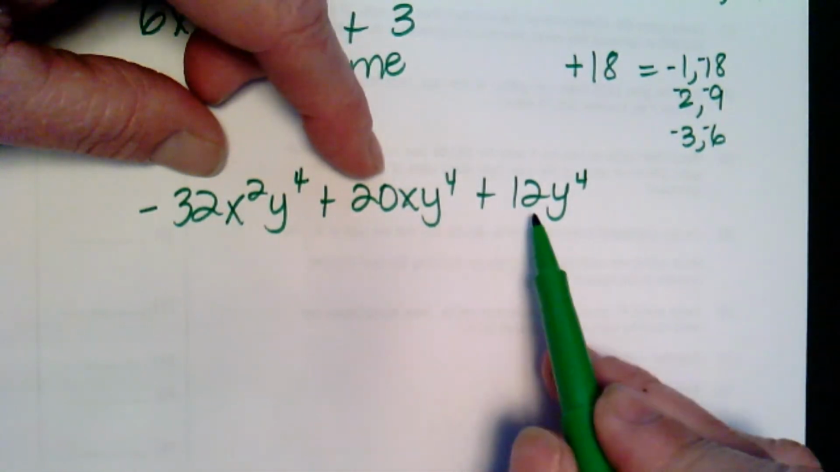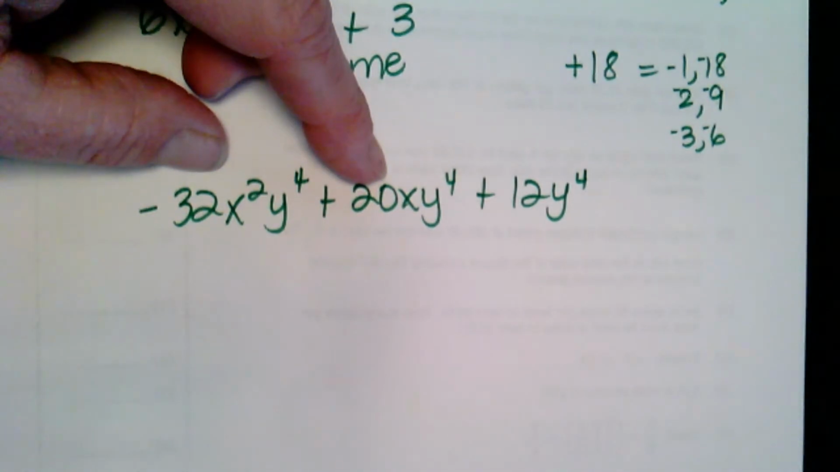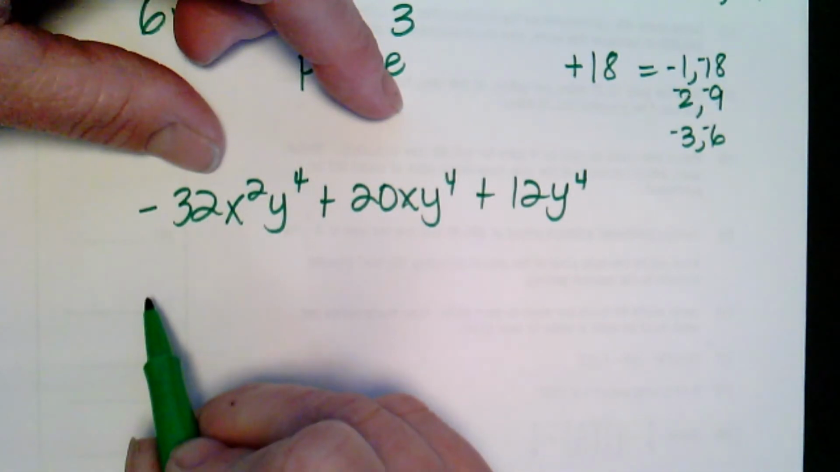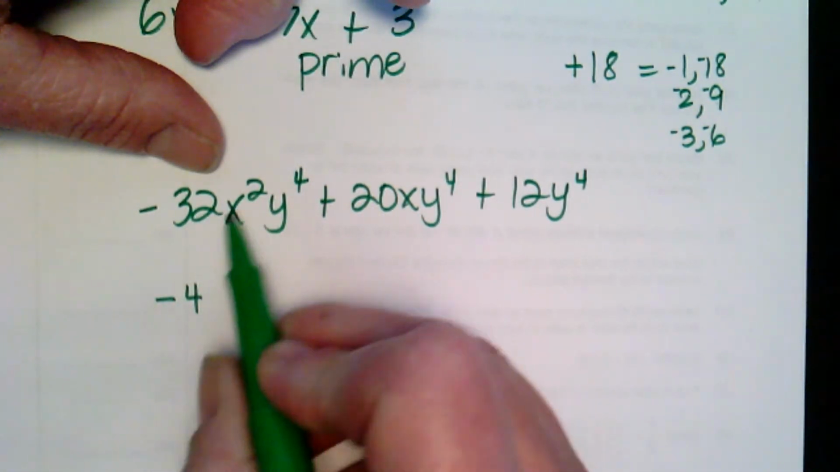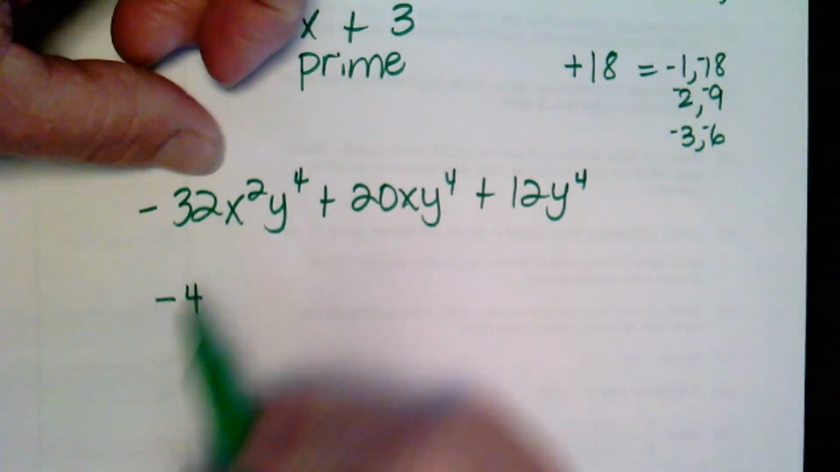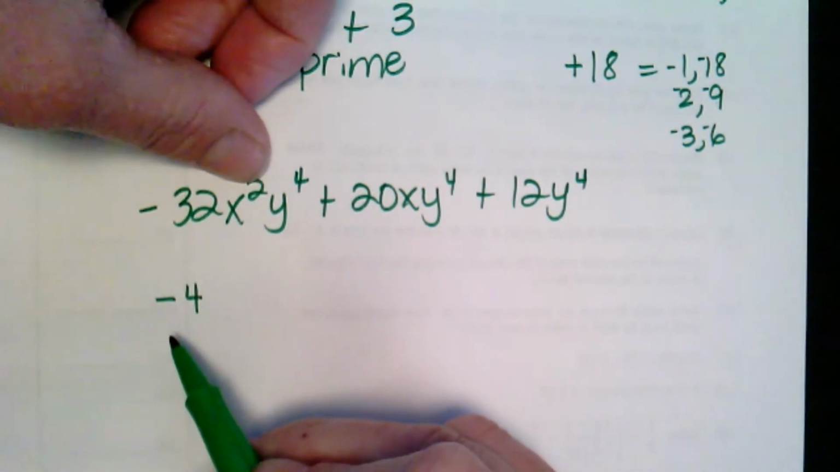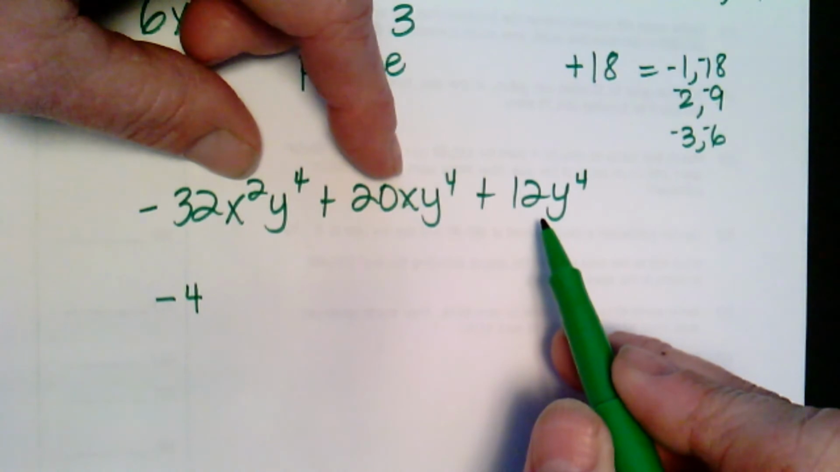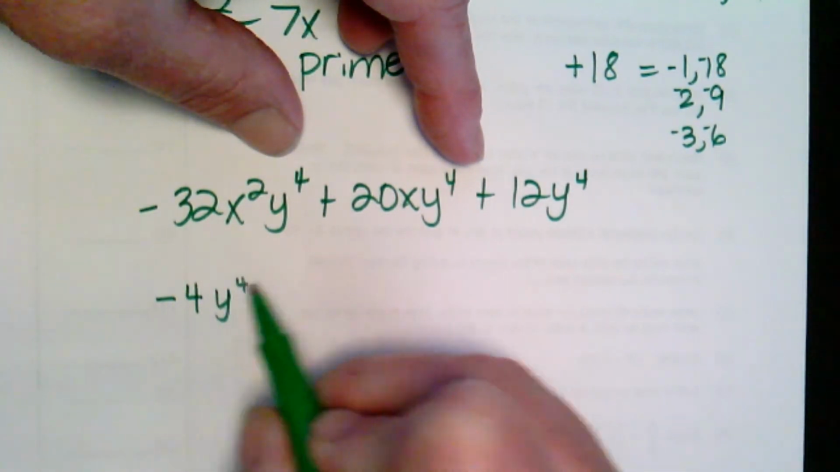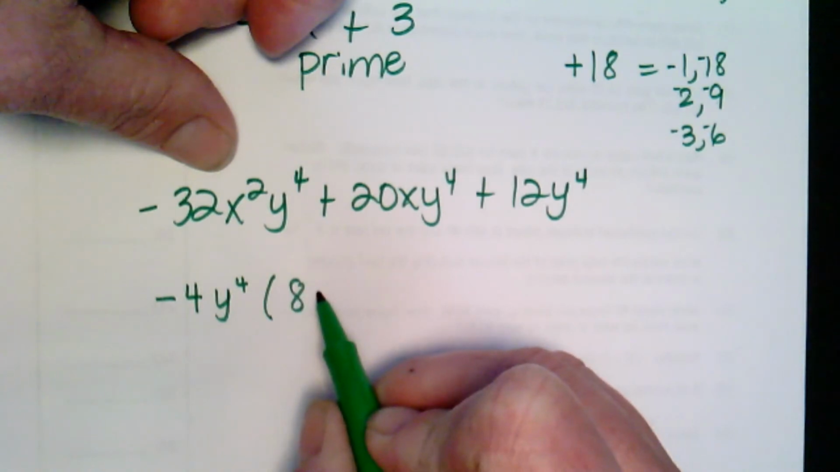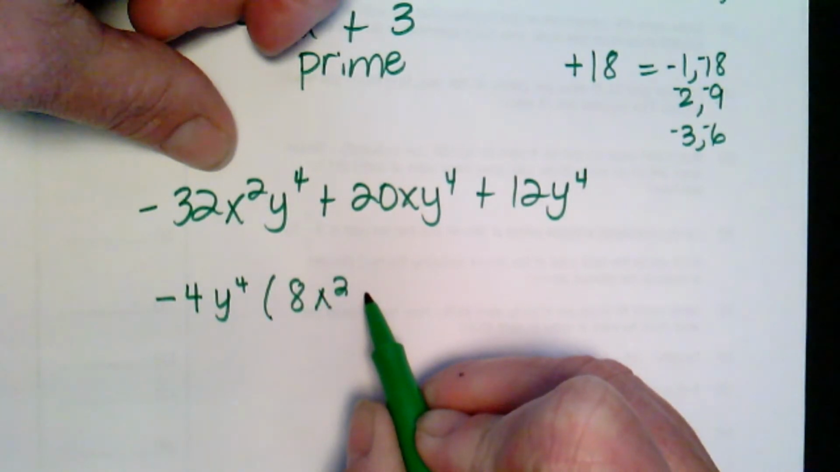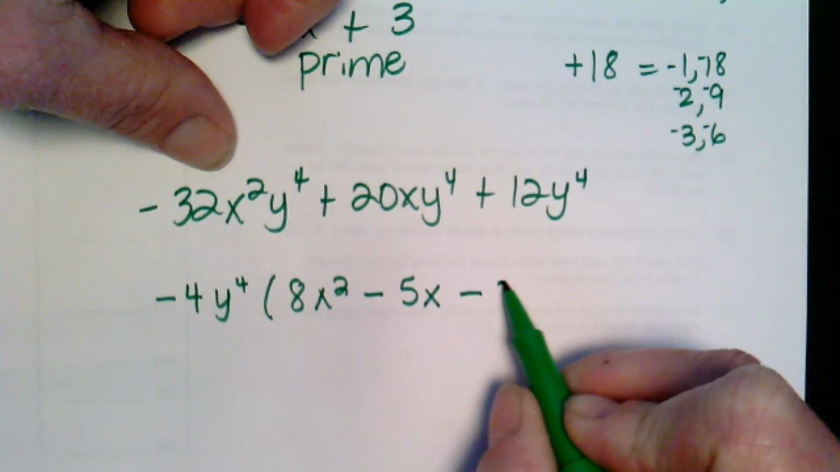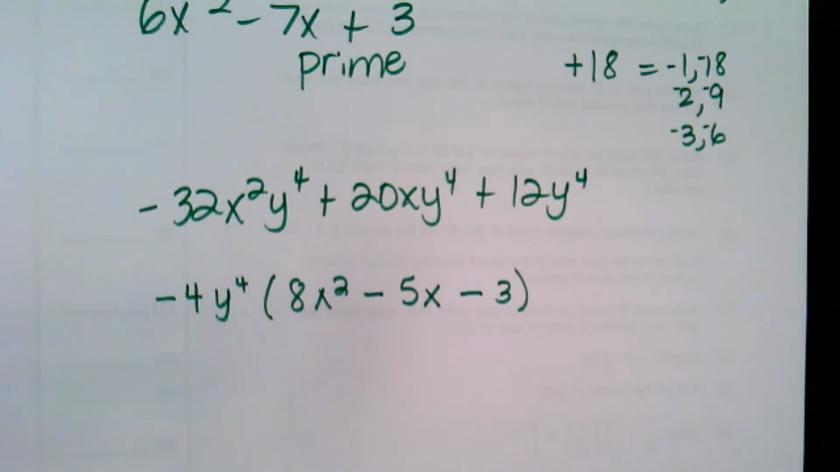So I'm going to start with the coefficients first. We have 32, 20, and 12. So let's see, 4 can come out of both. So I say let's do -4. And I always like my first term to be a positive, so that's why I took out a -4. And then, let's see, we can't take out x's because our last guy doesn't have an x, but we can take out a y^4. And then we're left with a positive 8x^2 minus 5x minus 3. So there's that.